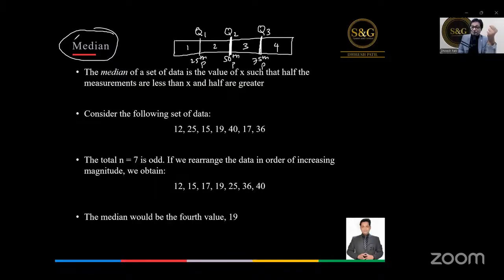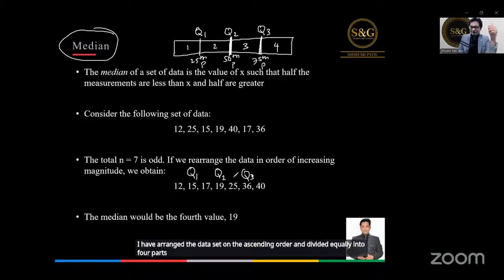Quartile 2 or the 50th percentile, can I call it the median? Just give me a yes in the chat box. Now focus on this data. Can I call this quartile 1? Quartile 2? Quartile 3? I have arranged the data set in ascending order and divided it equally into 4 parts. Clear?